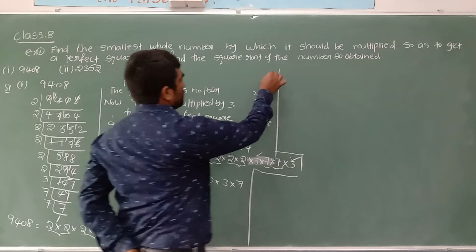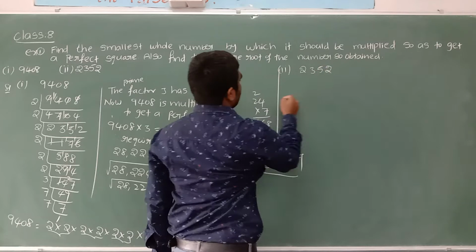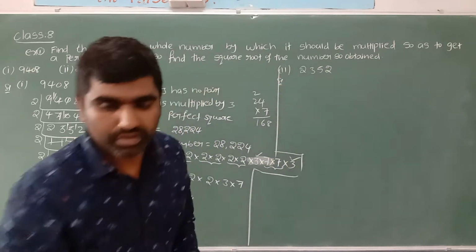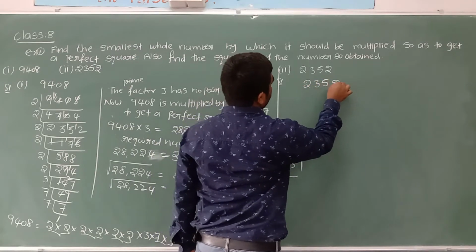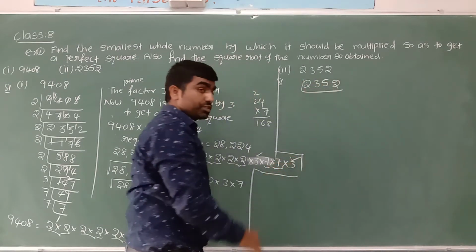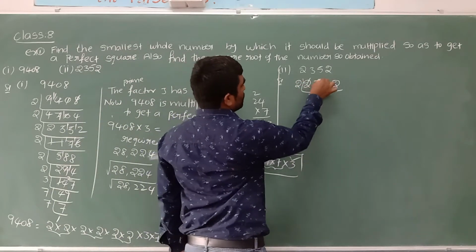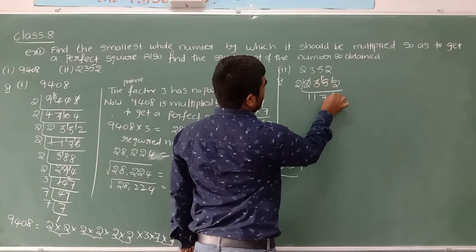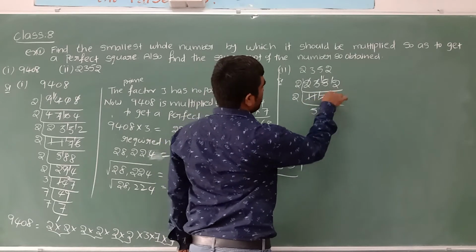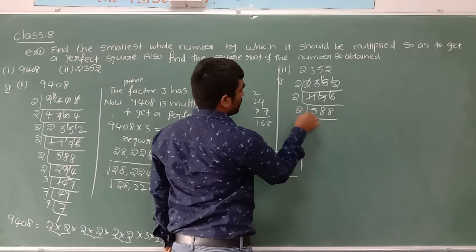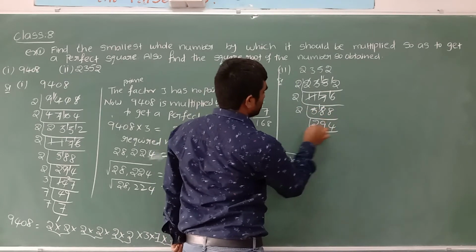2,352. Yes, the second one they gave, 2,352. Even this we need to prime factorize. So let us prime factorize this. In 2,352 the ones place digit is 2, so 2 is the prime number which divides the given number. 2 ones are 2, 2 ones are 2, 1 left. 2 sevens are 14, 1 left. 2 sixes are 12. Again 2 table possible. 2 fives are 10, 2 eights are 16, 2 eights are 16. Again 2 table possible. 2 twos are 4, 2 nines are 18. Again 2 fours are 8. 2 is the prime number.